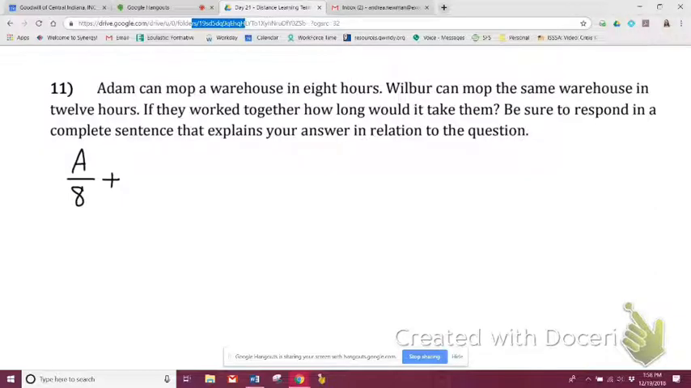Plus, why don't we do Wilbur. T over 8? Didn't we use T yesterday? Yeah. But my piece is like nothing. Alright, we'll use A's then. And then Wilbur, but that A makes it confusing. I'm using T's. And then Wilbur does it in 12 hours, and we want to know how long it takes them to do one whole job. Equals 1. I missed it. I said equals 1.